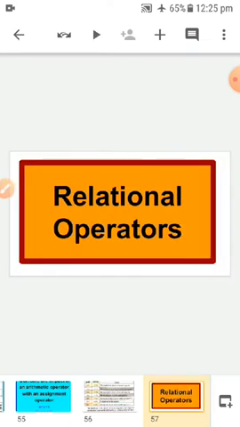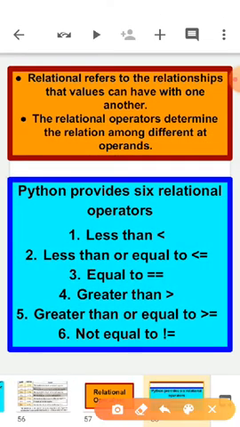Okay, now let's discuss the relational operators. Relational refers to a relationship that values can have with one another. See, if two operands are there, what kind of relationship they are having, this is depicted by the relational operator. Relational operators determine the relation among the different operands.